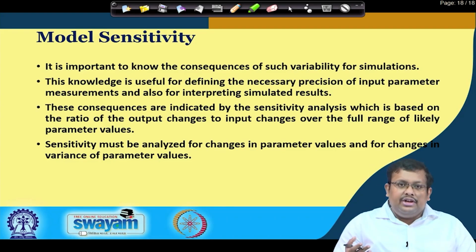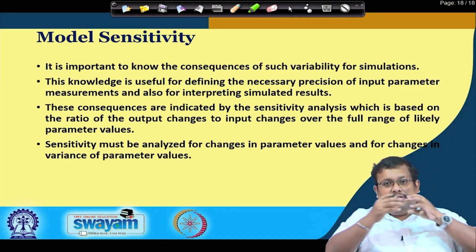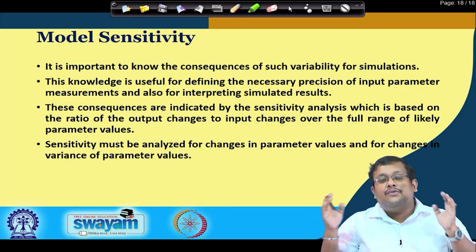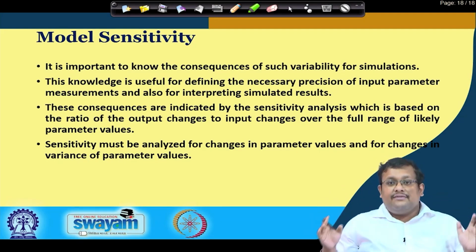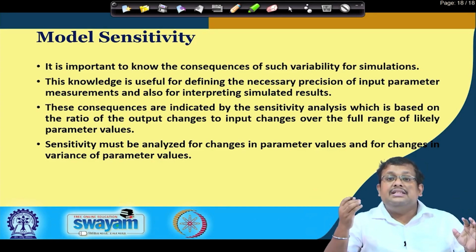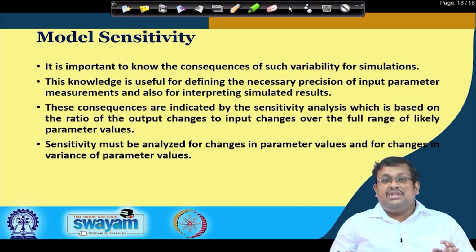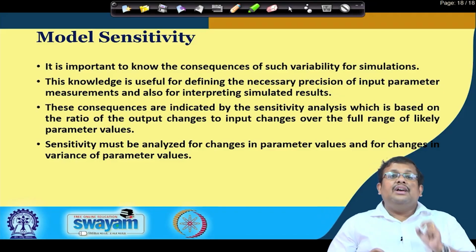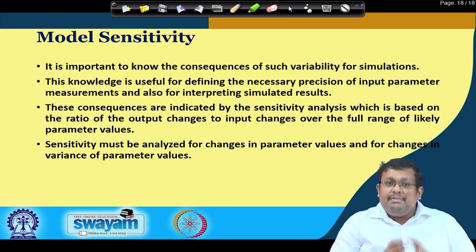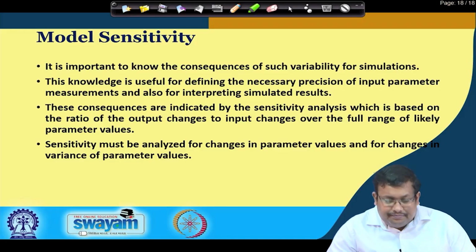I have already told you, this is basically the ratio of output change to input changes over the full range of likely parameter values. So, in the full range of the likely parameter values, for example, the values which we see in case of KOC, if you take the whole range of values and see what is the ratio of the output changes to input changes, then it is a measure of the model sensitivity. Remember, sensitivity must be analyzed for changes in parameter values and for changes in variance of parameter values.